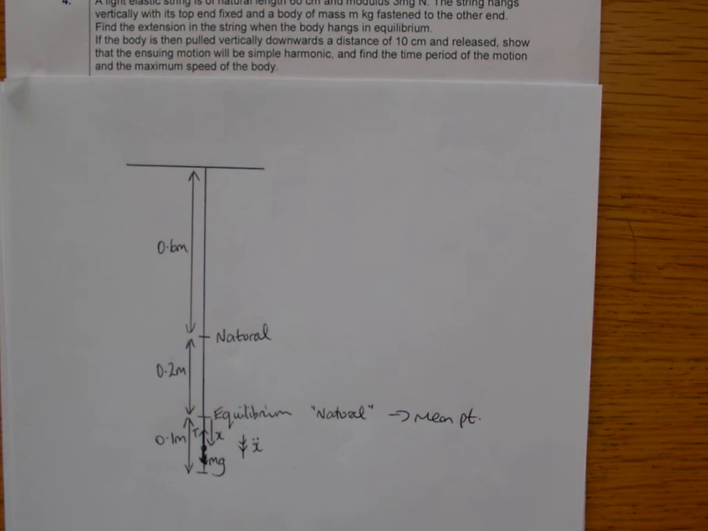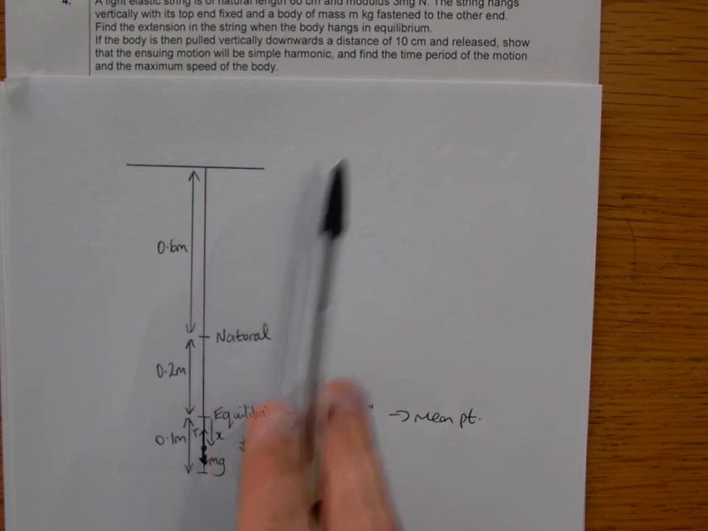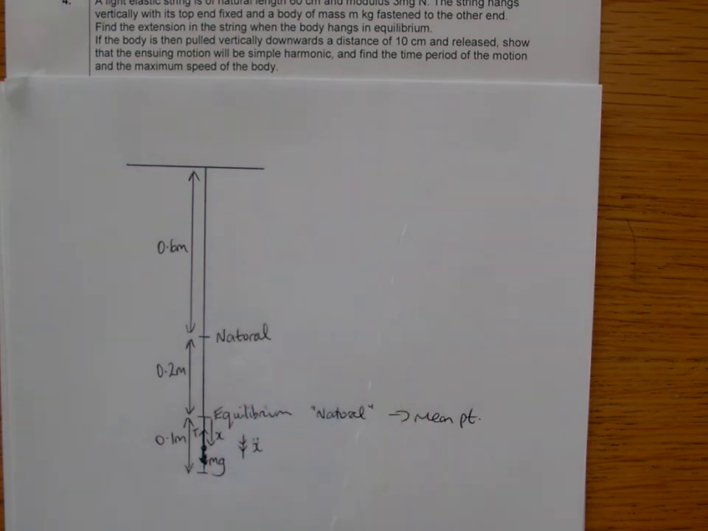So it then says that the body is pulled down a distance of 10 centimeters and released. Show that the ensuing motion will be simple harmonic motion. Find the time period and the maximum speed. So you can see here the natural length of the string is 0.6 meters. The extension due to gravity is 0.2 meters. Okay, so that's sort of its natural equilibrium position, and then it's pulled down 0.1 meters.